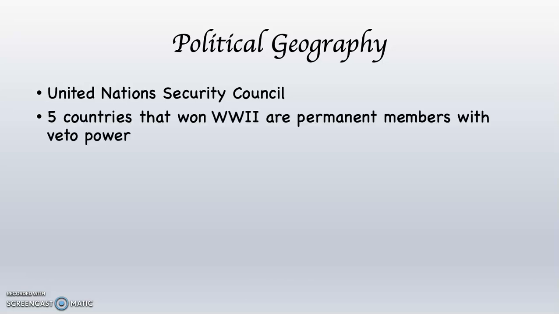And there are 5 countries that are permanent members and carry permanent veto power within the United Nations Security Council. These are the 5 countries that won World War II. So can you tell me who those 5 countries are? Go ahead. Who are they? Okay. Good. Excellent. How about another one? Very good. Okay. Both of those start with a U. Excellent. Another one. Who else won World War II?